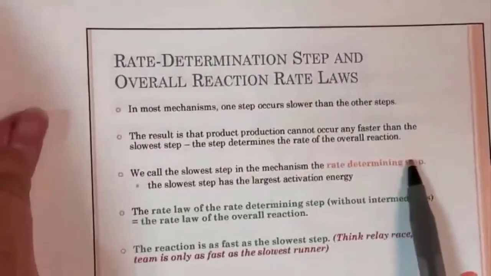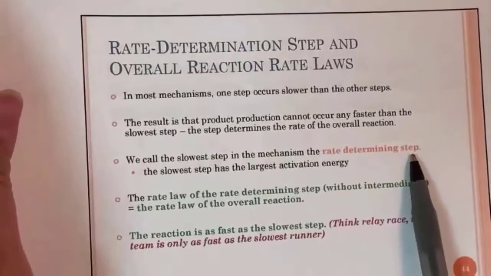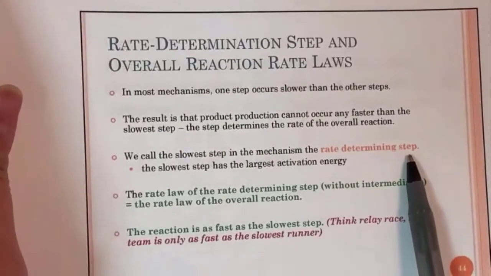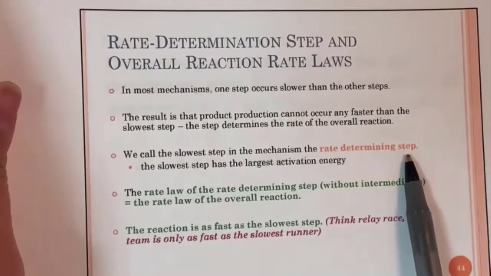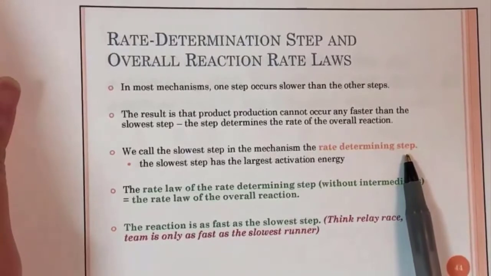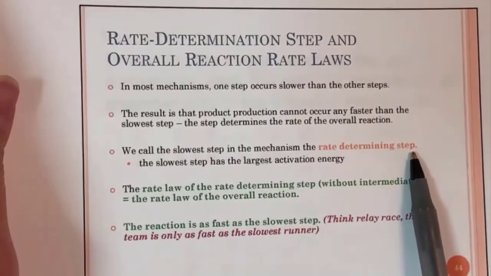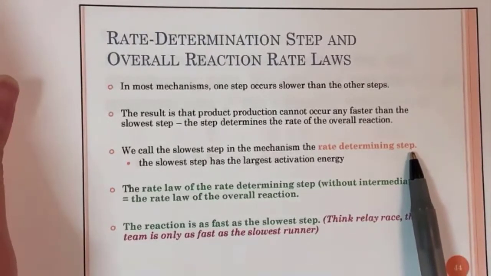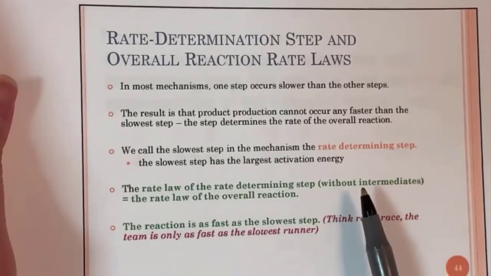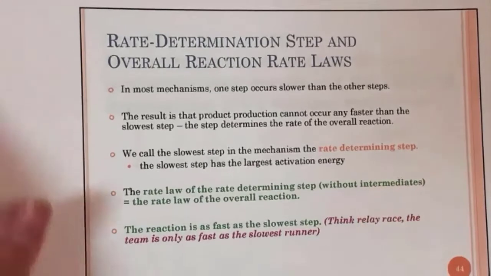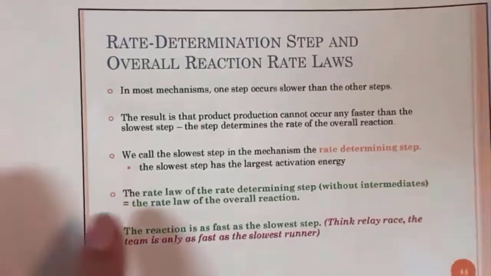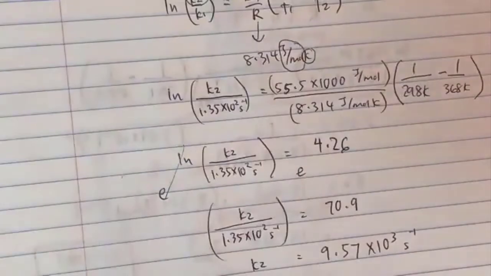So the slow step is called the rate determining step. The rate determining step is the slow step of your mechanism, and it is the same as your overall rate law, because your reaction rate is basically held up by the slowest step. So you can just ignore the fast ones because they're so fast. You just work on the slow step and call that the rate law for the overall reaction. I'll show you an example over here.